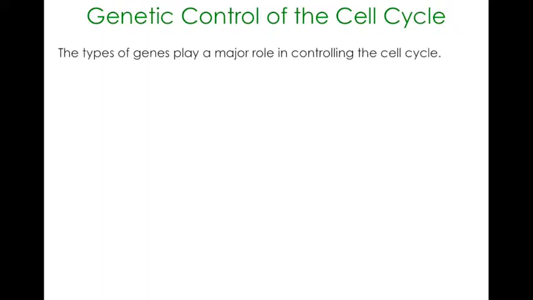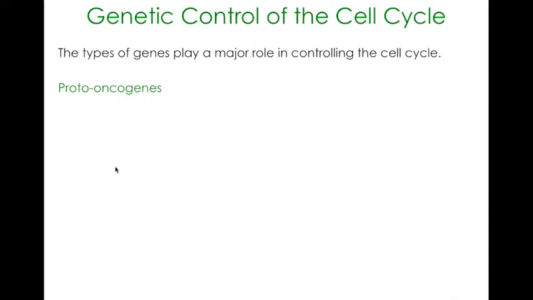Now, there's another way the cells can check to make sure that nothing goes wrong, and that's what we call genetic control. Okay, so these types of genes play a major role in controlling the cell cycle, particularly in the occurrence of things like cancer. It's related to a lot of these genes.